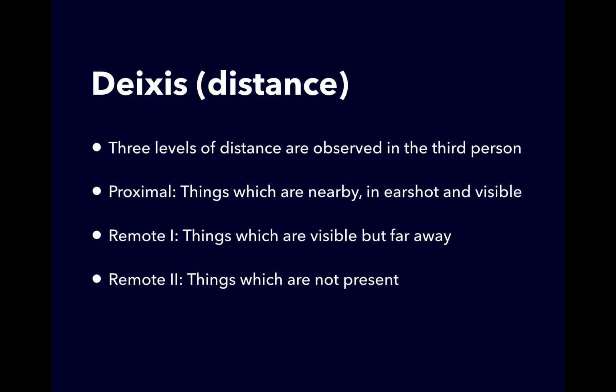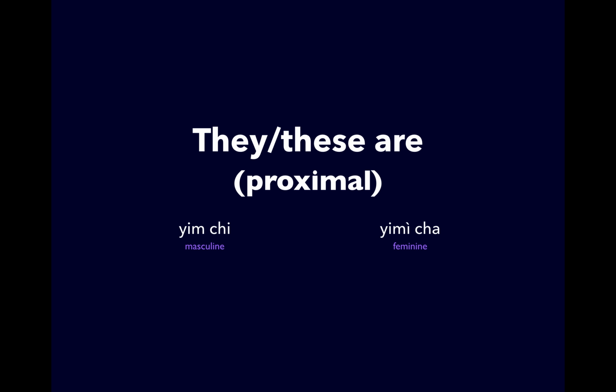We talked about deixis in the first lesson, how there are three levels corresponding to something which is nearby, something which is far away, and something which simply is not present. We get these three levels in the plural as well, and I'll talk about them now. Proximal: the singular form, you might remember, is just ye. In the plural, we get two distinct forms. There is yim ch, which is masculine, and yim cha, which is feminine.